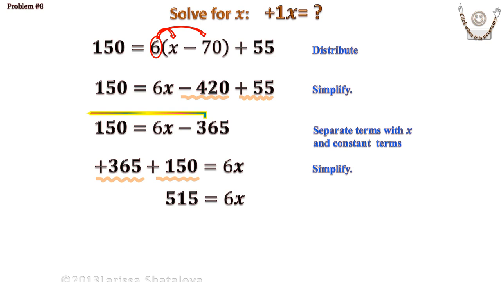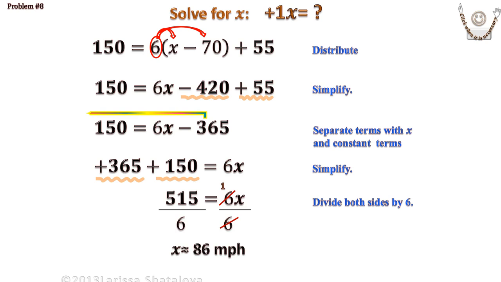But we are looking for 1x. We have to divide both sides by 6. 6 over 6 is 1. And then 515 divided by 6 would be 86. And our answer is that the person who got a ticket was driving at a speed of 86 miles per hour. Very dangerous.